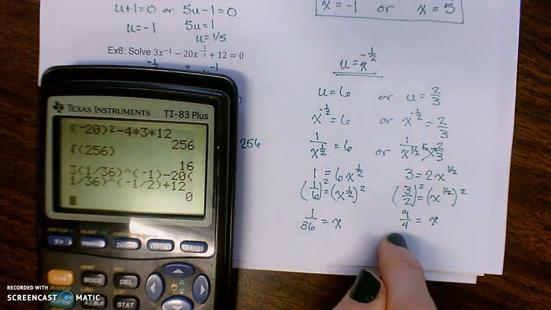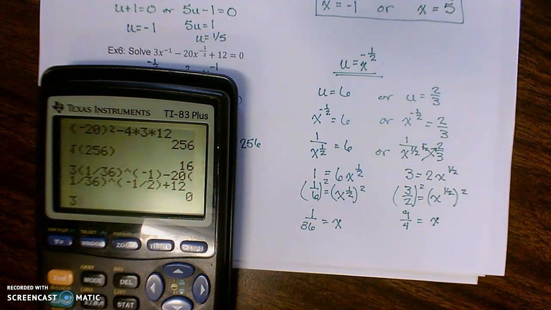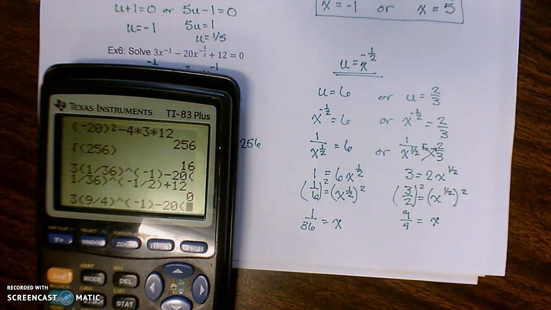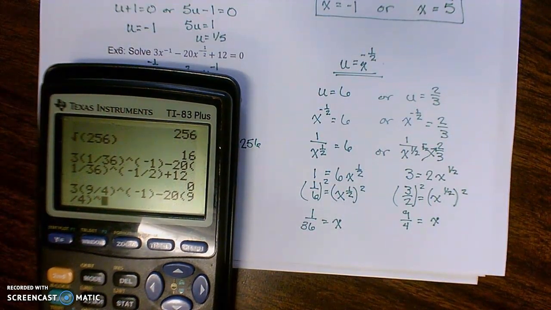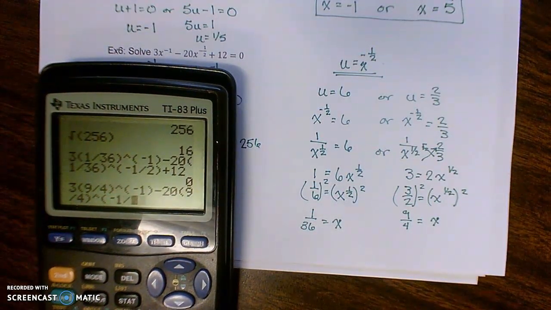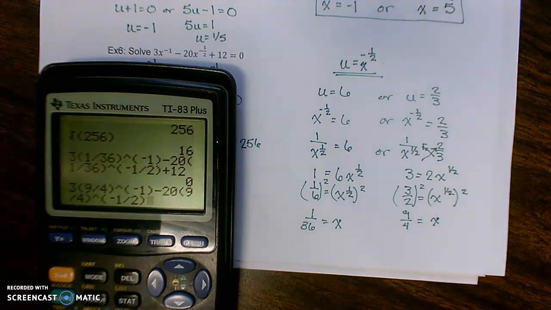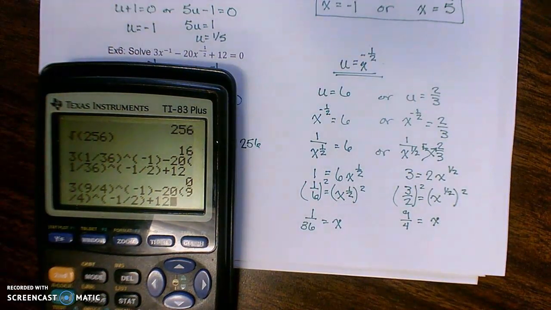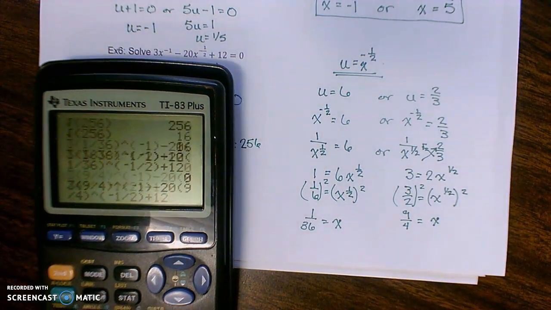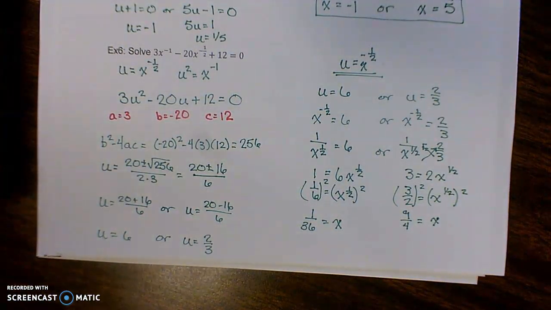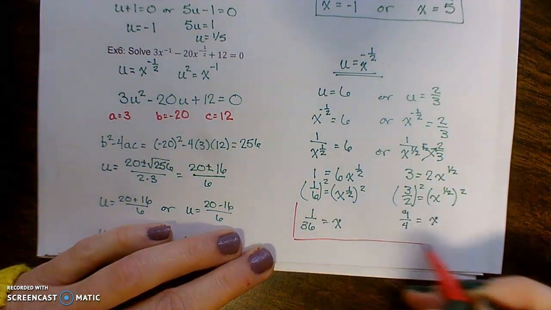Now let's do the same thing with 9/4. 3 times 9 over 4 to the power negative 1 minus 20 times 9 over 4 to the power negative 1/2. Notice I'm putting all of these fractions in parentheses. And then plus 12. Now when I hit enter, I'm hoping to get 0. And I do get 0. So in this case, both answers check out. I get these 2 answers to my equation.